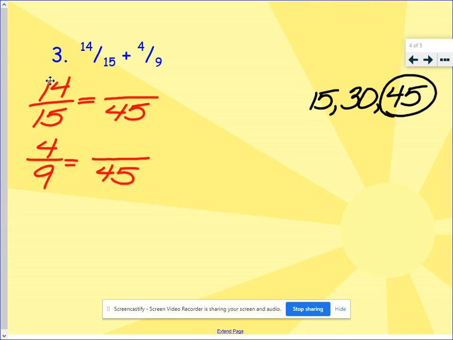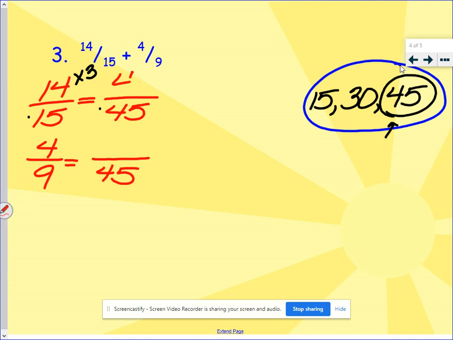And again, this over here is what Mrs. First likes to call side work. So you can do that anywhere, on the side, on a different piece of paper, anywhere that you feel comfortable. So now we say to ourselves, what times 15 gave me 45? And as you can see, it was my third multiple. So that means I'm going to multiply my numerator by 3. So 14 times 3 is 42.